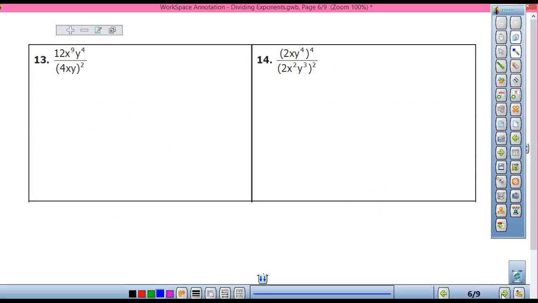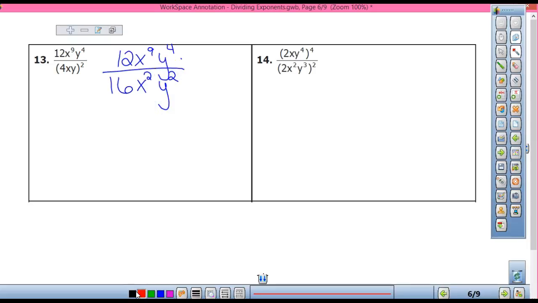All right, so 13, what needs to be simplified before I can do anything? The bottom. So on top, I've got x to the 9th, y to the 4th, over 16x squared y squared.